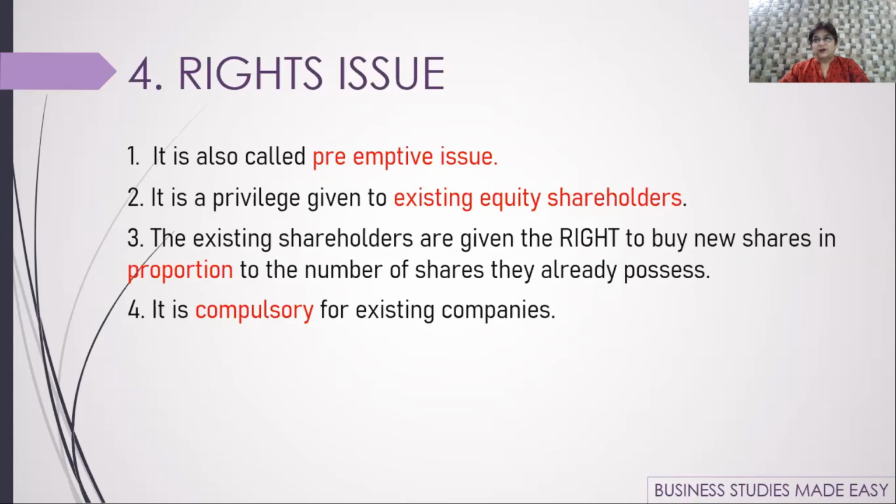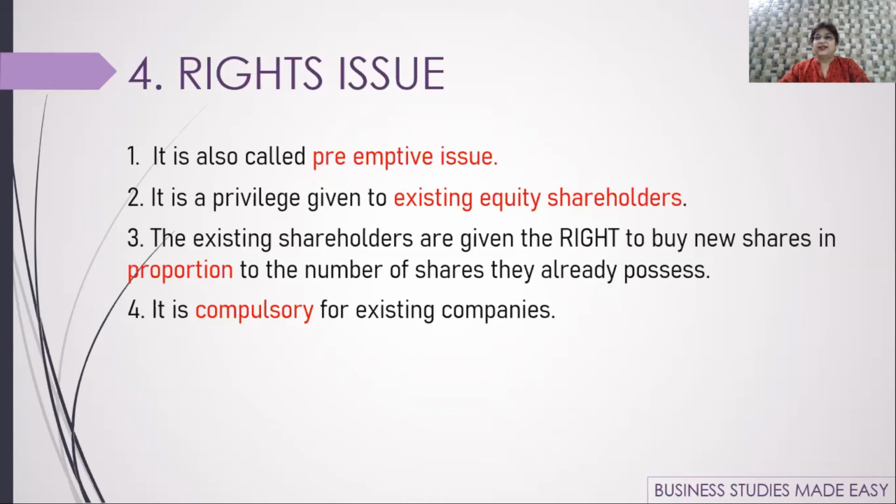So if they want to subscribe to the new issue, well and good. Otherwise, it goes on to the public. Now, these existing equity shareholders can subscribe to the new issue in the ratio in which they're holding the shares. And this is also called preemptive issue. You offer it to the equity shareholders before you issue to the public. So this is a privilege given to the existing shareholders.